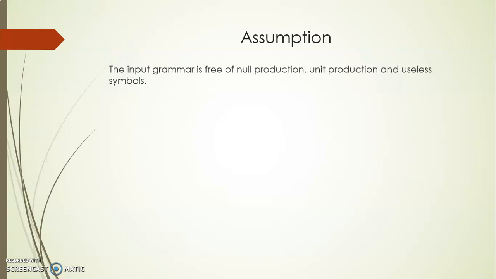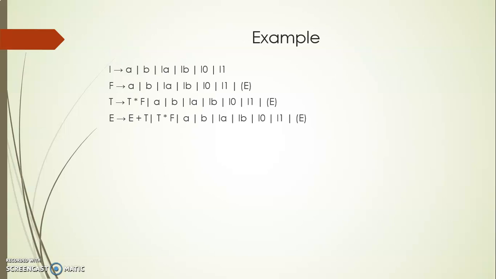So now we'll assume that the input grammar is free of null production, unit production, and useless symbols, and we'll start rewriting the grammar into Chomsky normal form. We'll take one example and apply the algorithm on it. So consider this grammar. Since we have assumed that there is no unit production, epsilon production, or useless symbol, there is no such symbol in it. I've already removed all those things.